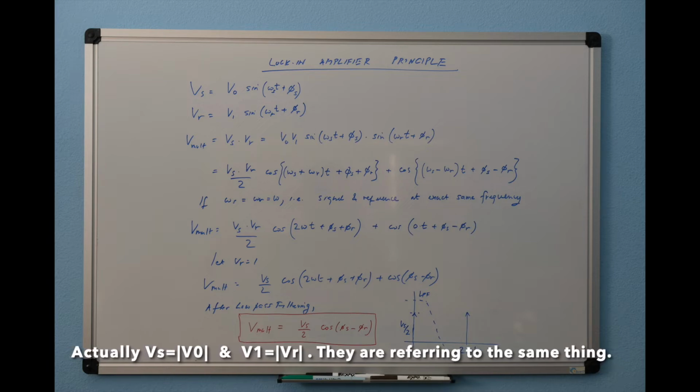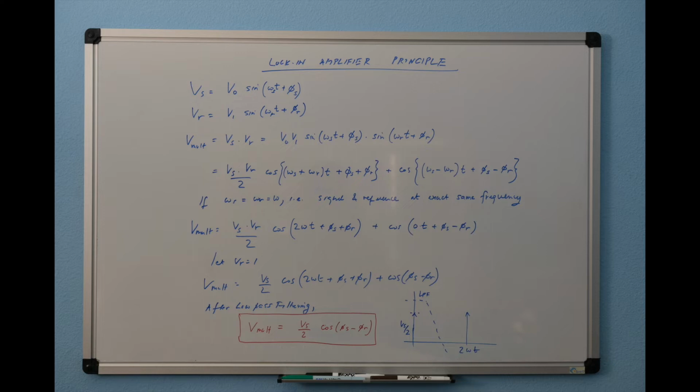So V mult is equal to Vs times Vr, which is equal to V0 V1 times sine of omega s t plus phi s times sine of omega r t plus phi r. That can be written as Vs Vr over 2 times cosine of omega s plus omega r times t plus phi s plus phi r, plus cosine of omega s minus omega r times t plus phi s minus phi r. This is a trigonometric rule that everybody is familiar with: the product of two sines is equal to cosine of the sum and difference of the frequencies.